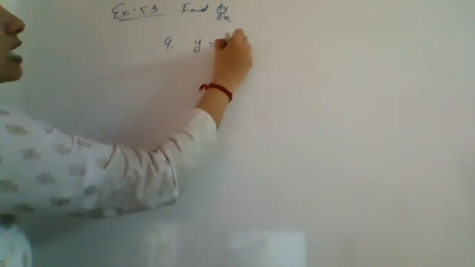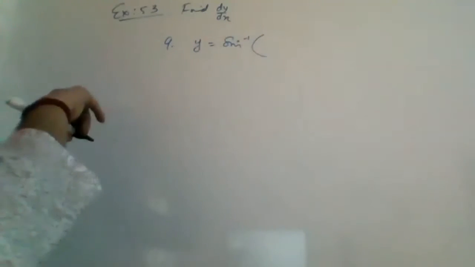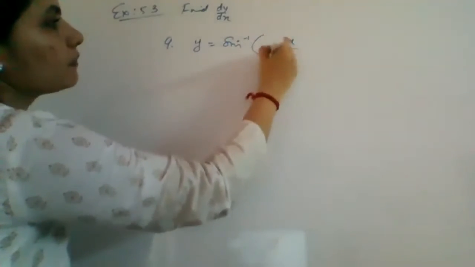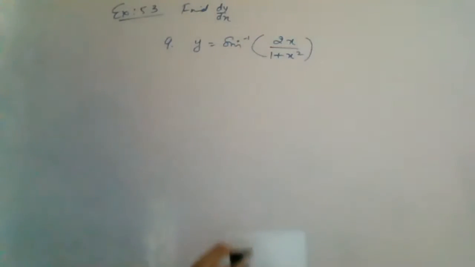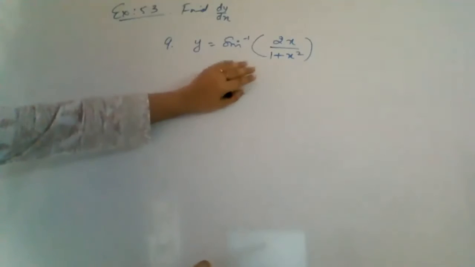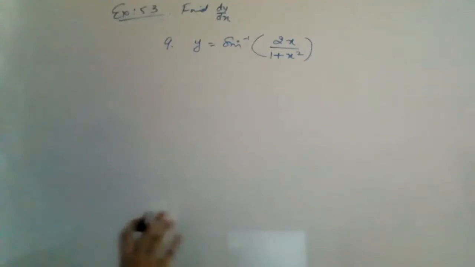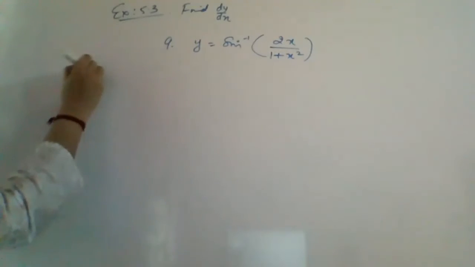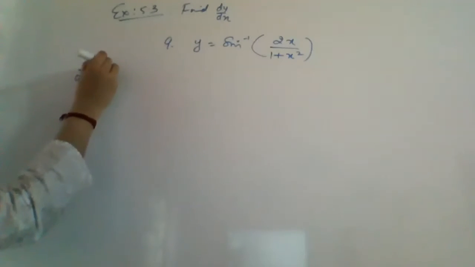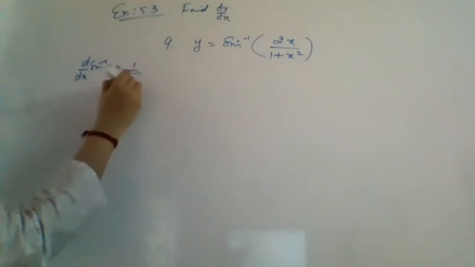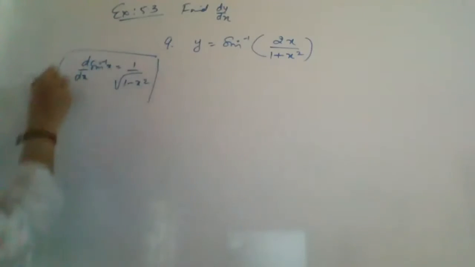Next is the ninth one. Y is equal to sine inverse of 2x divided by 1 plus x. Now for this function, we have right now studied what is the derivative of sine inverse x. What's d by dx of sine inverse x? It is 1 by root of 1 minus x square. Right? So this concept we can use here directly.